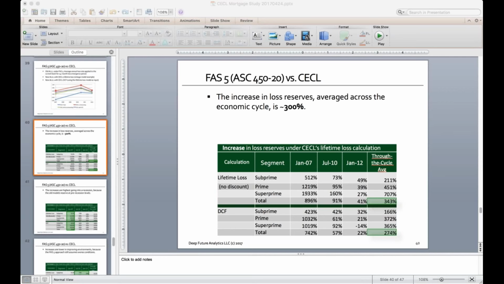This makes sense because we've got 30-year mortgages. The average life of the loan is about 5.5 years. So that's 5.5 years compared to 2 years under the old rules, which is going to give you an increase of 3 to 4 times.